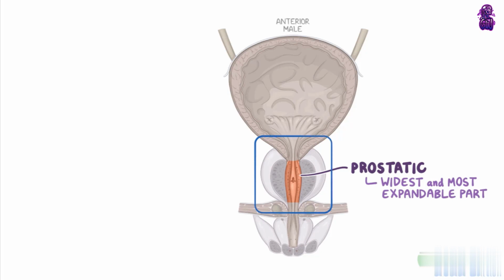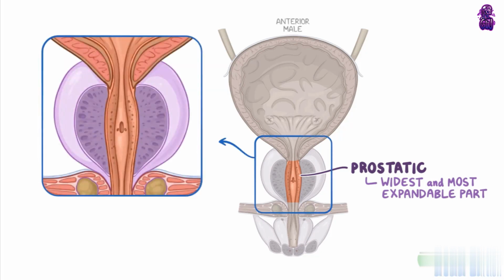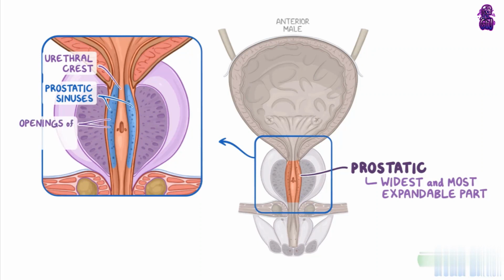The posterior wall of the prostatic urethra has the urethral crest, which is a longitudinal elevation that lies in the midline. This crest has grooves on each side called the prostatic sinuses. These sinuses have many small openings for the prostatic ducts, which carry secretions from the prostate gland into the urethra.